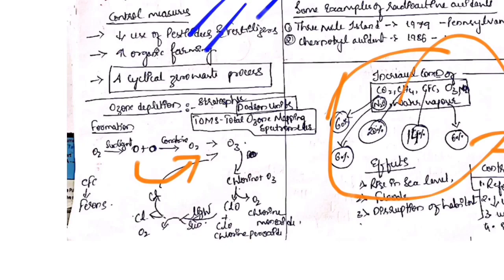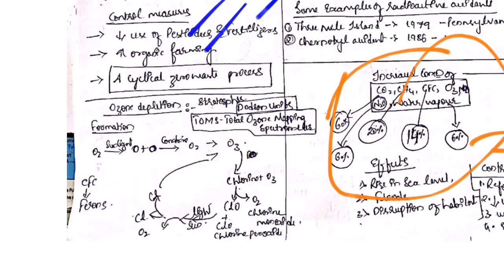First, oxygen in the presence of sunlight undergoes splitting. The individual oxygen atom combines with an oxygen molecule to form ozone. This is a naturally occurring process. It takes place continuously within the environment.